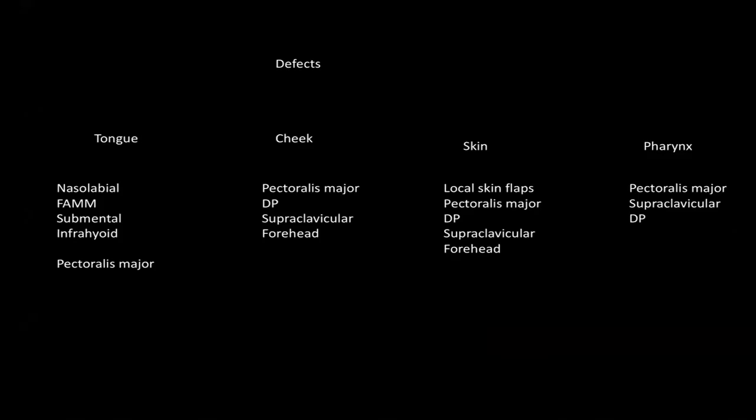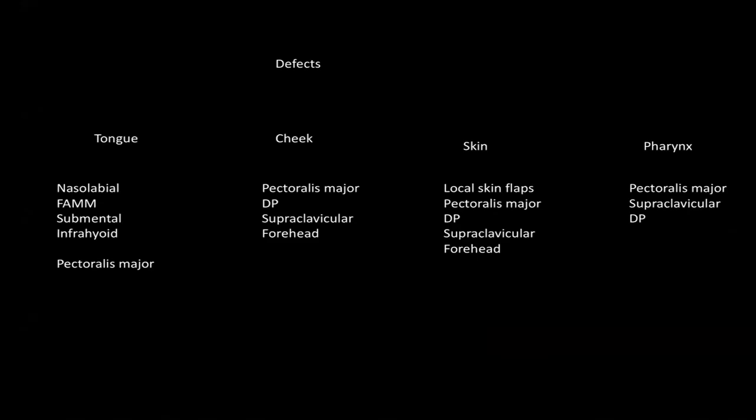So in summary, if you have a tongue defect, nasolabial, FAMM flap, submental flap, infrahyoid flap are okay for medium to small defects. If you have a larger defect, a pectoralis major might be useful. If you have a cheek defect, pectoralis major, a DP flap, supraclavicular flap are probably common options. Forehead would be the last option that I would consider.